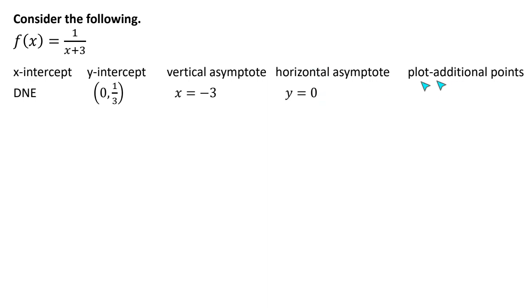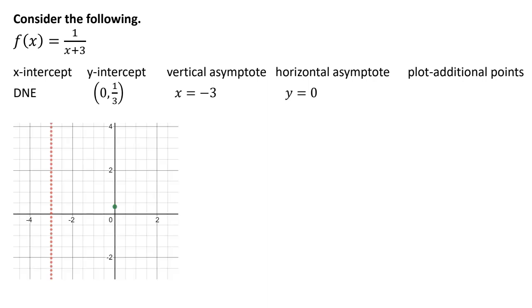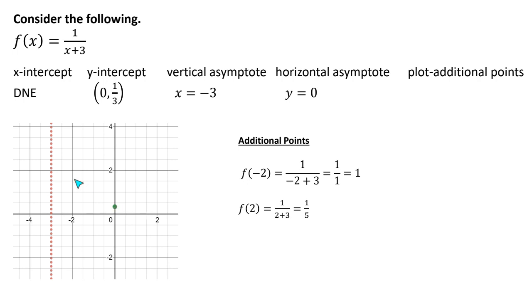And the last step is to plot additional points. But I encourage you to do it after you graph everything. So here is my y-intercept. Here is my vertical asymptote. And remember your x-axis here is your horizontal asymptote. So I need to know what's going on with my graph here.